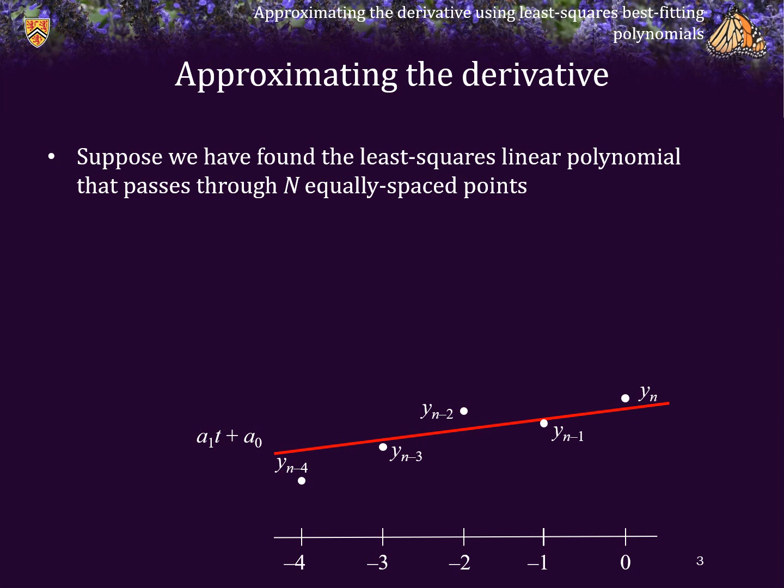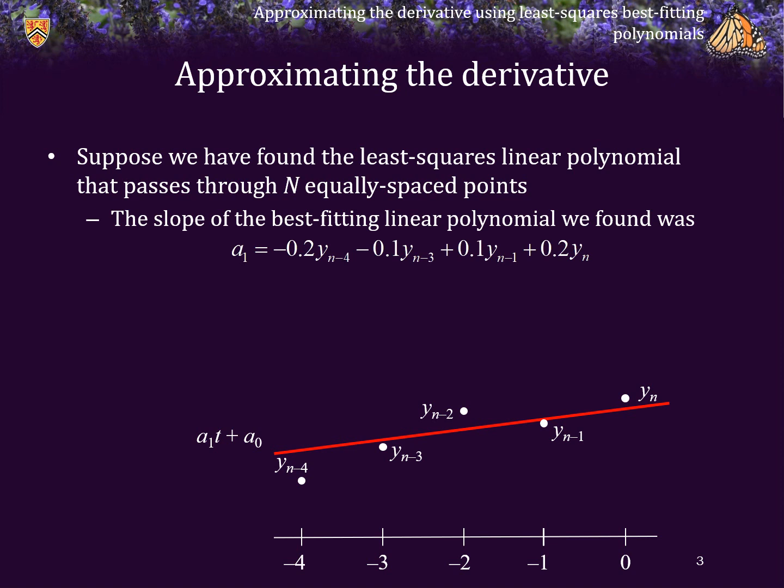Now, suppose that we have found the least squares best fitting linear polynomial that passes through n equally spaced points. So they are sampled equally in time. What we did before is we shifted and scaled the data so that the most recent sample is at 0 and previous samples are at negative integers. In the case where we were finding the best fitting least squares linear polynomial passing through 5 points, we found that the slope of the line was given by this linear combination of the y values.